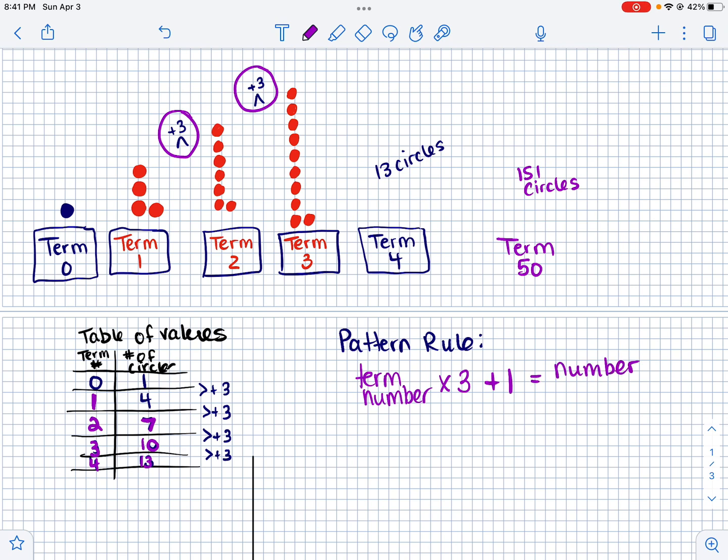So that's my pattern rule. And something interesting is this times 3, we notice, is the amount that the pattern increases each time. And then this plus 1, I don't know if you noticed that, but that's actually the number of circles we have at term 0. So that's a really important number.